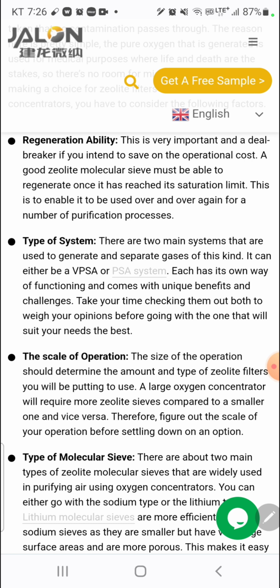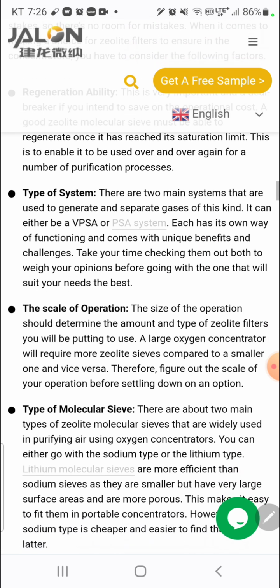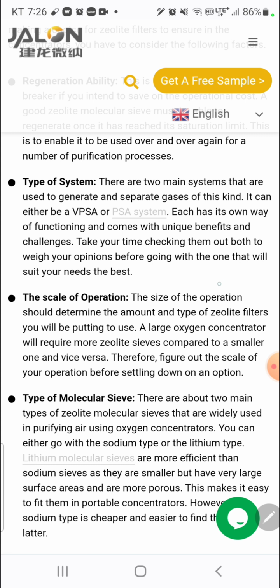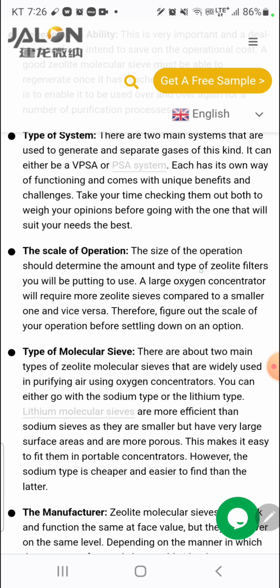Type of system. There are two main systems that are used to generate and separate gases of this kind. It can either be VPSA or PSA system. Each has its own way of functioning and comes with unique benefits and challenges. Take your time checking them out both to weigh your options before going with one that will suit your needs the best.